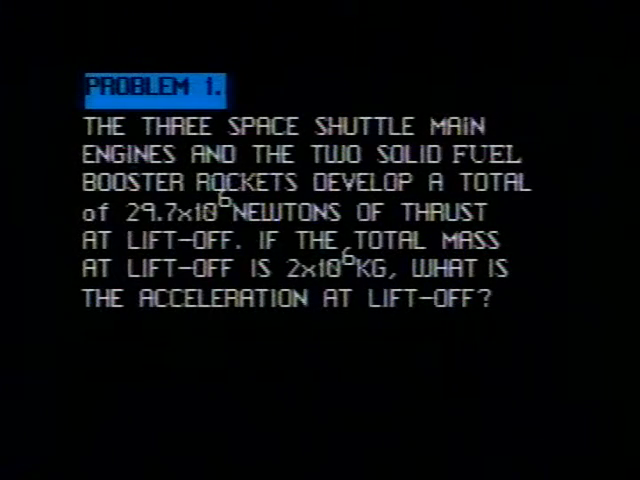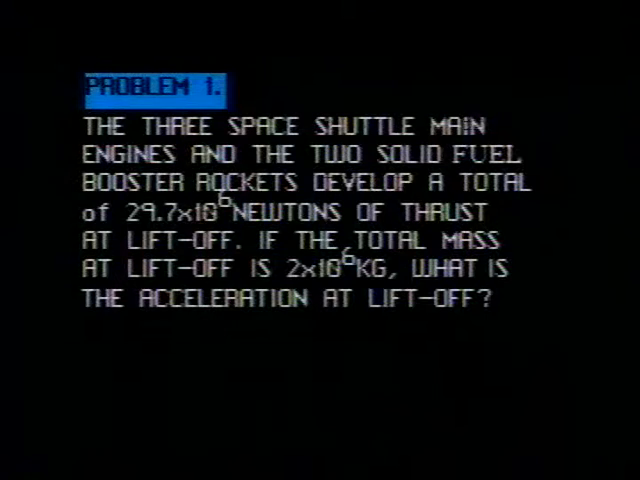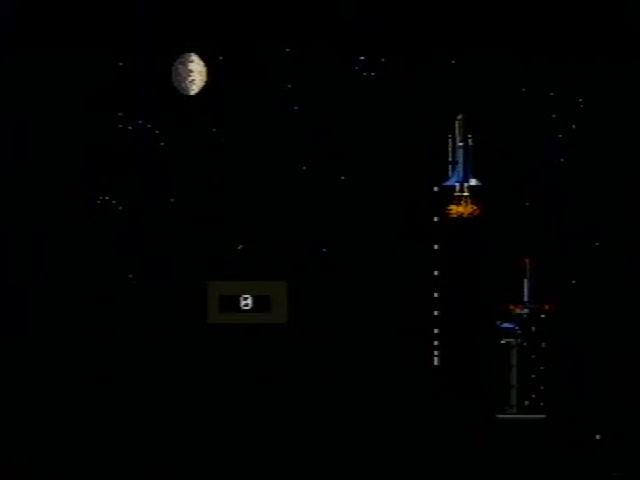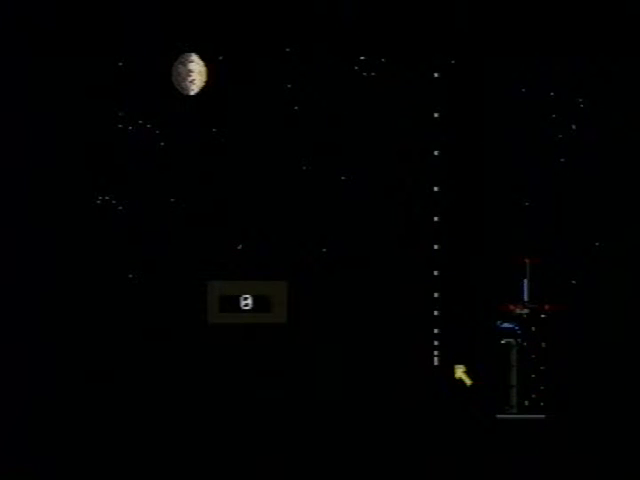Let's first of all watch the motion of that rocket. Here is our rocket on the launching pad waiting for liftoff. The rockets come on and the space shuttle accelerates upwards. The problem is to determine the acceleration of the ship at the moment of liftoff, that is, at the moment when the rocket just leaves the ground.